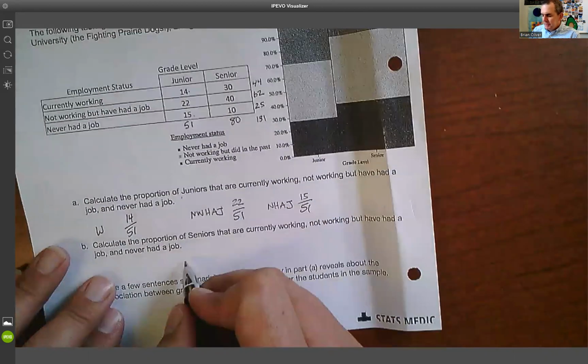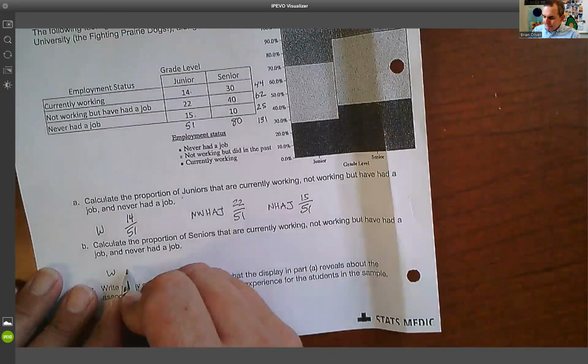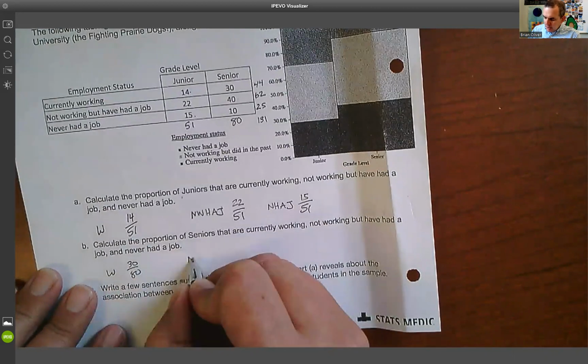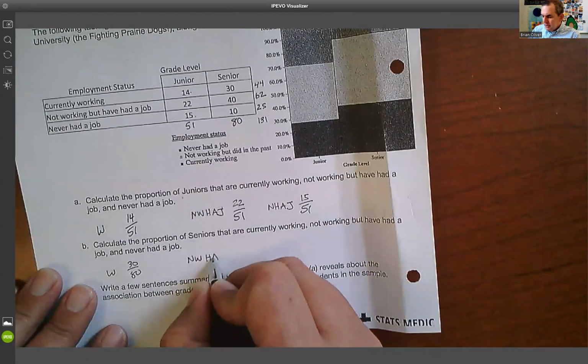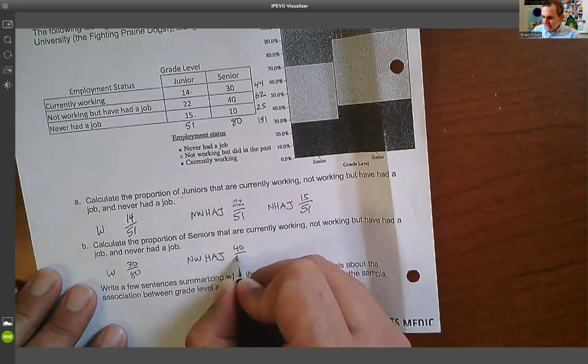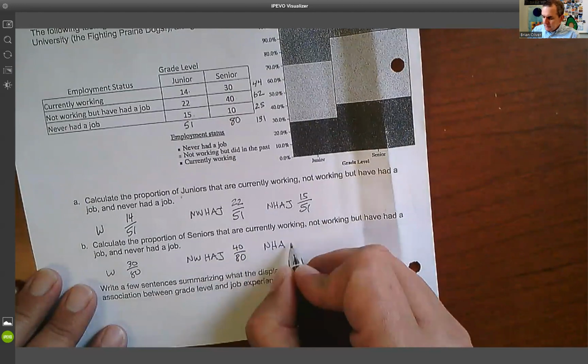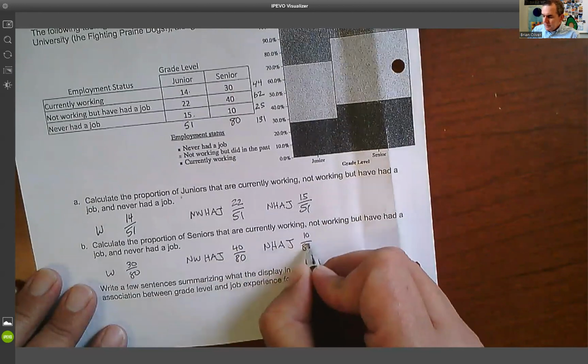And then it asked me to do the same thing for seniors. So working would be 30 out of 80. Not working but have had a job would be 40 out of 80, so about 50%. Never had a job would be 10 out of 80.